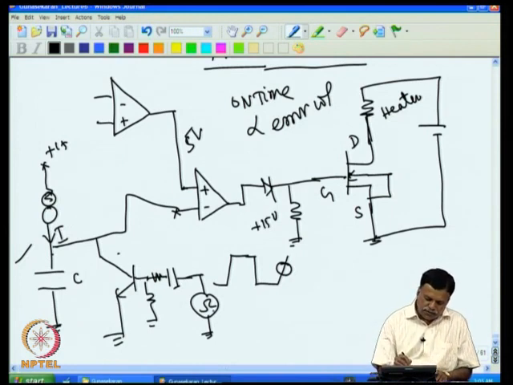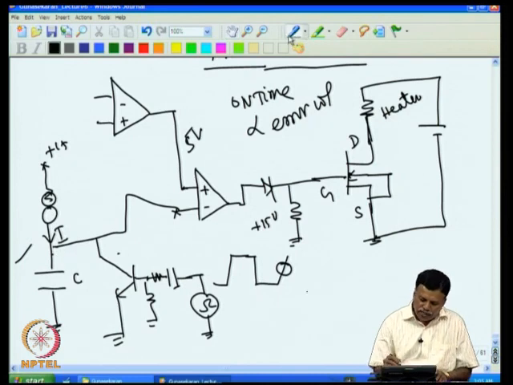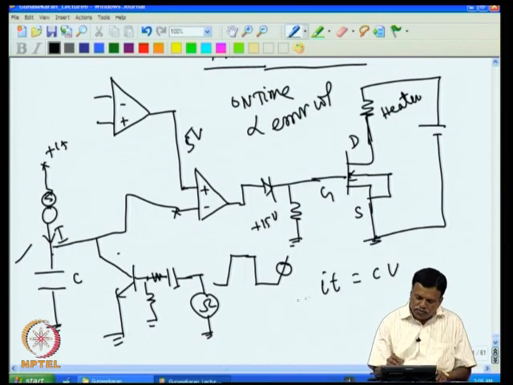The frequency of the sawtooth is the same as the frequency of this square wave generator. Then this C and the current source must be selected such that within one period, before the next firing comes, the current source charges this C to the appropriate voltage. That can be found by this formula: I into T is equal to C into V. T is the time period of this square wave generator.